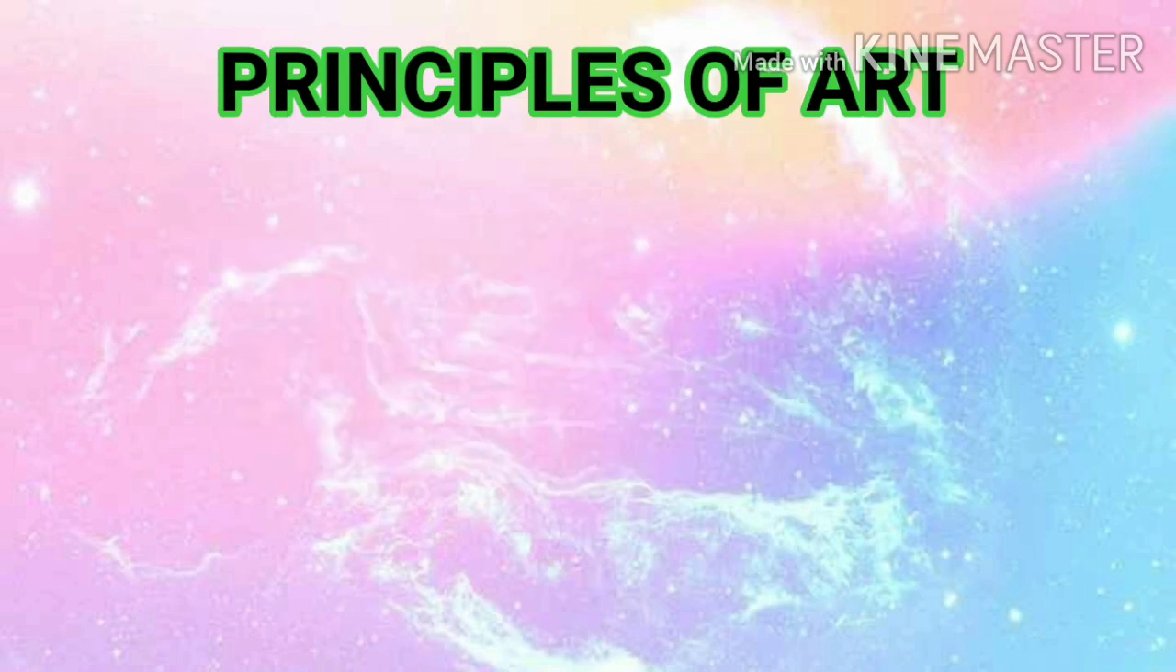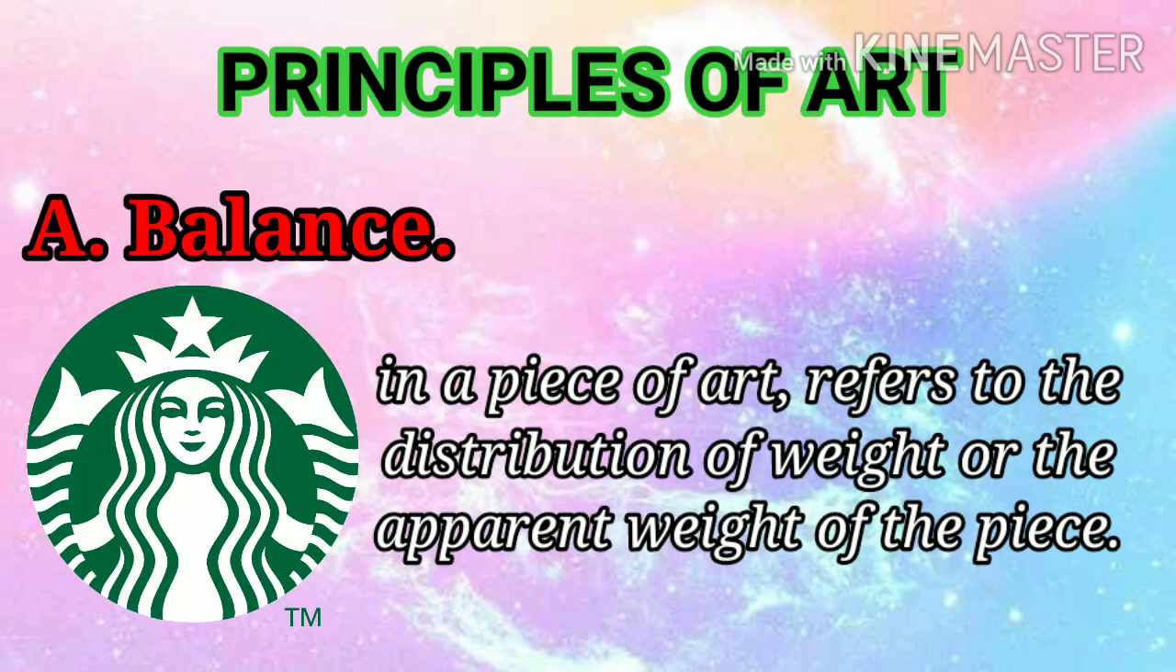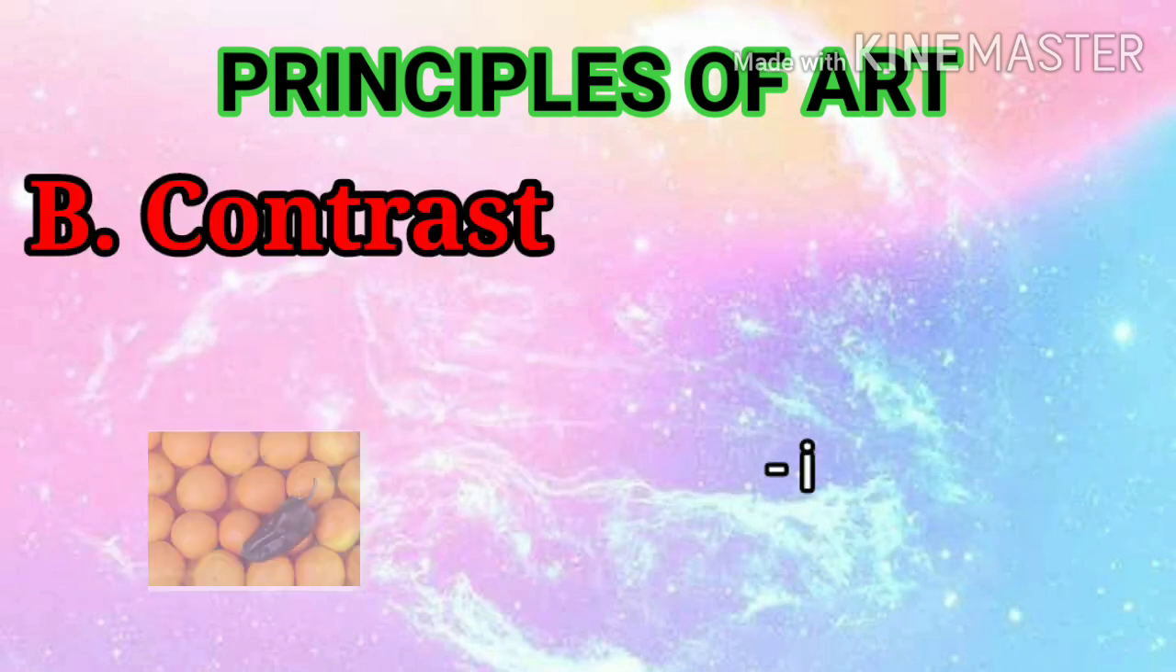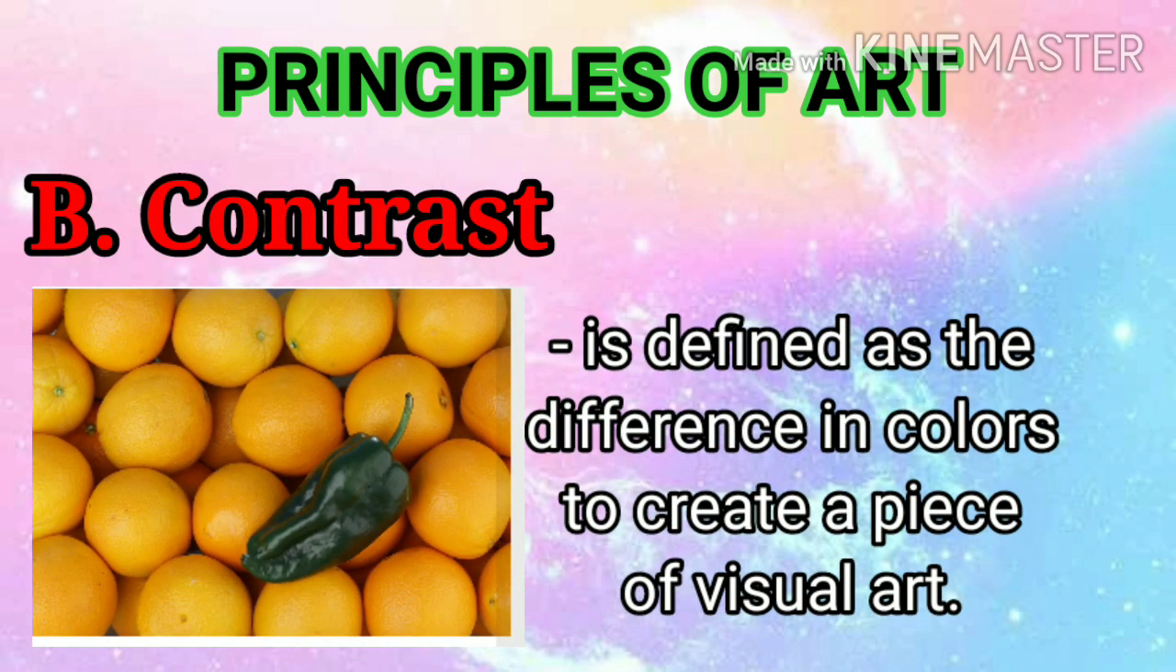Let's start with the principles of art. Balance. In a piece of art, it refers to the distribution of weight or the apparent weight of the piece. Consider this example. The left and the right portion of the image is completely balanced to each other. Contrast is defined as the difference in colors to create a piece of visual art. Take a look at this example.